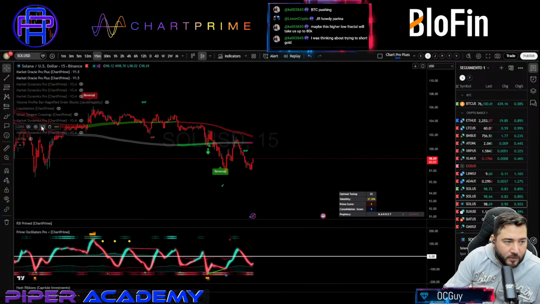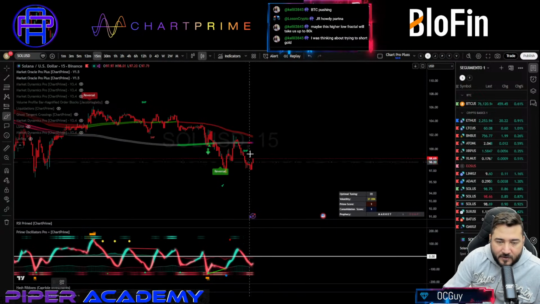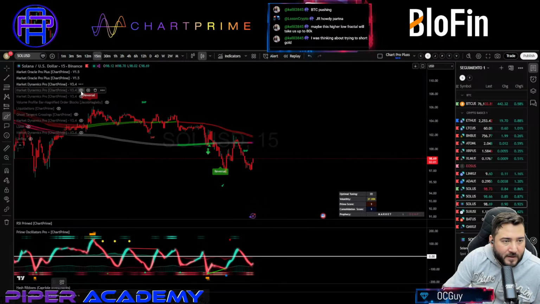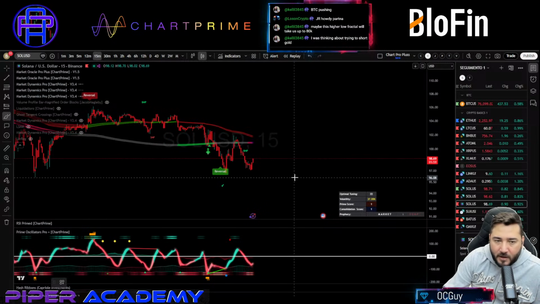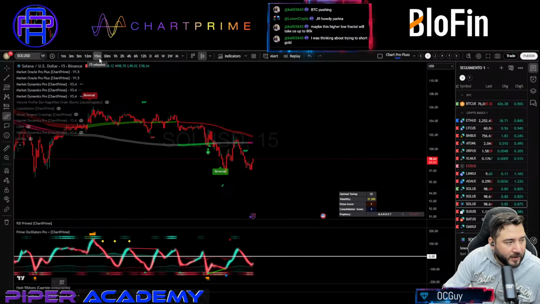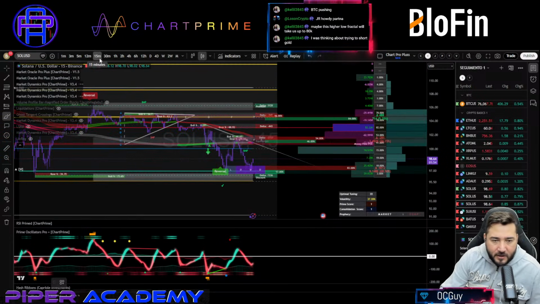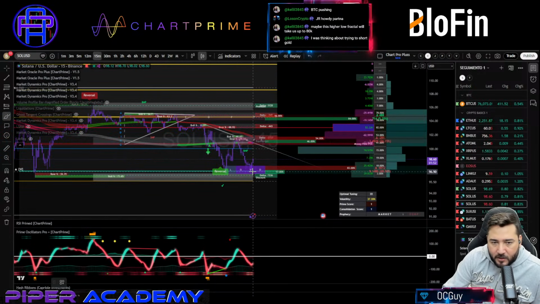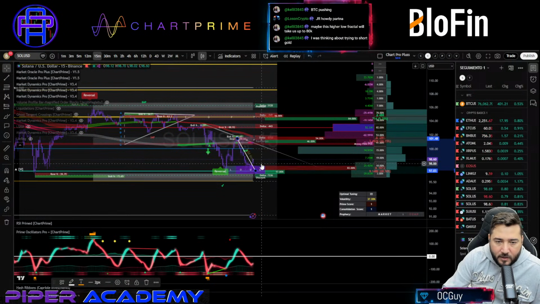The only thing that we need, we already have the flip of the ribbon, all right? So is this a long? Let me bring up a couple of other stuff in here. And I want to move out of the 15 minutes because we've been stuck in there. Low order block here. Breakout. Perfect. Are we going to have a breakout retest?